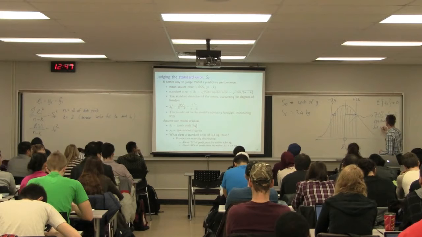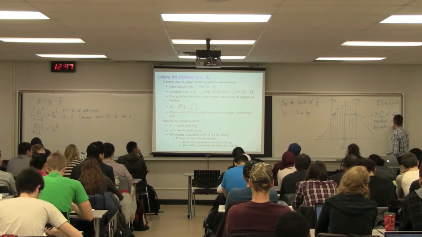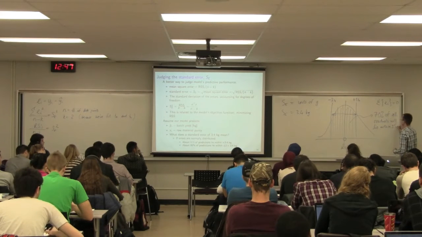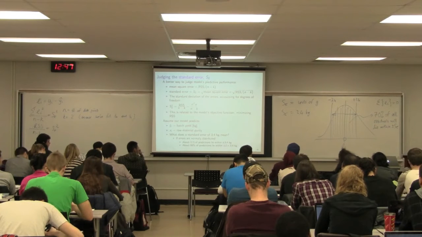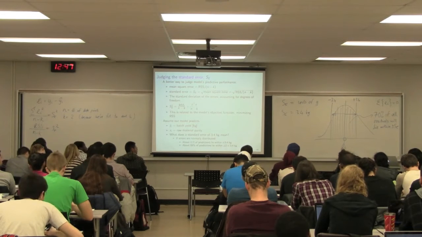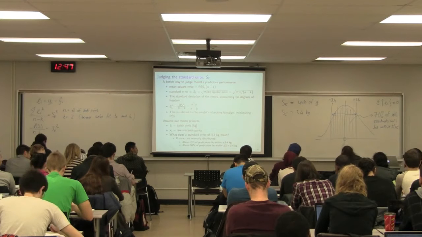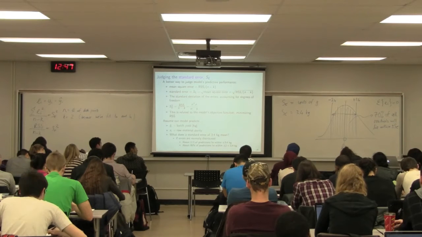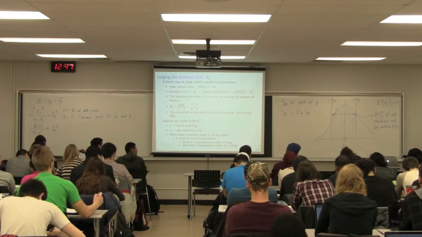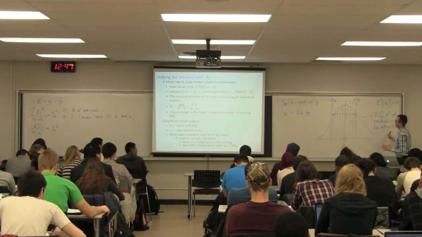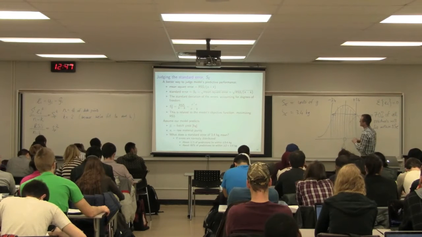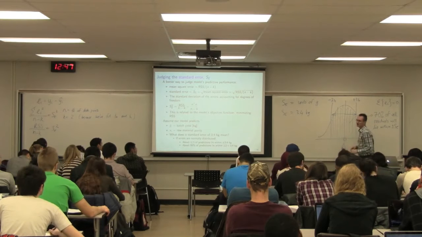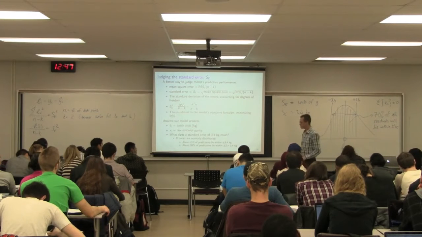Plus or minus one standard error. If my residuals are normally distributed, and many times they are, it's very easy to check that. We do a QQ plot of my residuals, and I can check whether they're normally distributed. This tells me right away that 70% of my model's errors lie within plus or minus 3.4 kilograms.